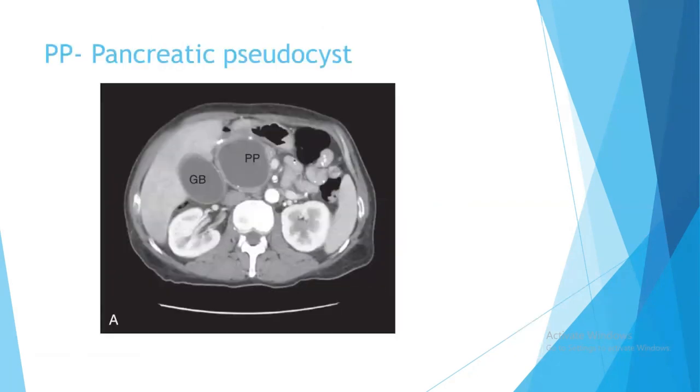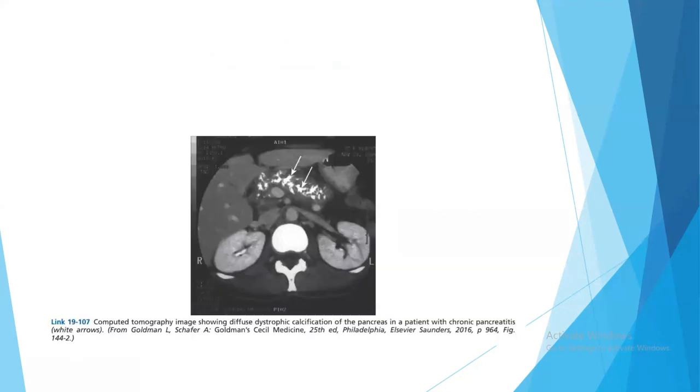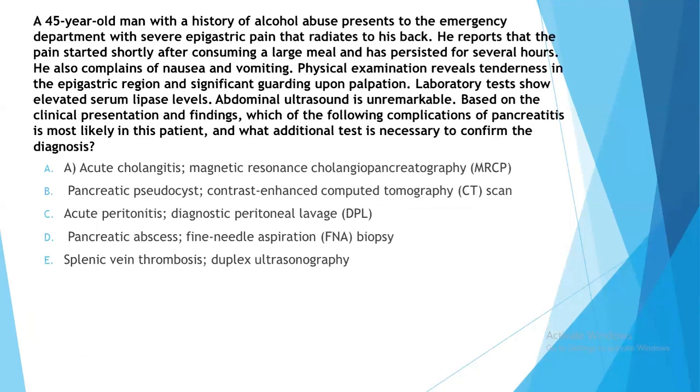You can see the chronic complication leading to the pancreatic pseudocyst, which is very often tested in the USMLE Step 1 examination. The picture here demonstrates the pancreatic pseudocyst, which is a potential complication of chronic pancreatitis. The CT image shows the diffuse dystrophic calcification of the pancreas in the patient with chronic pancreatitis. It is due to the saponification process. Again, very highly tested in the USMLE Step 1 examination.